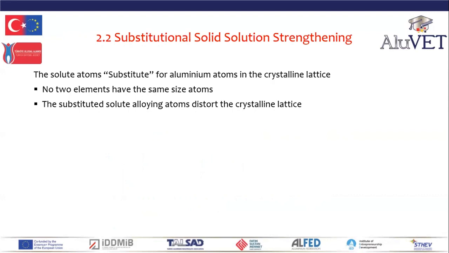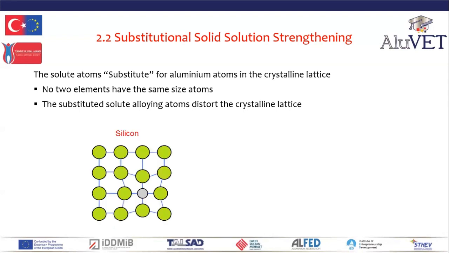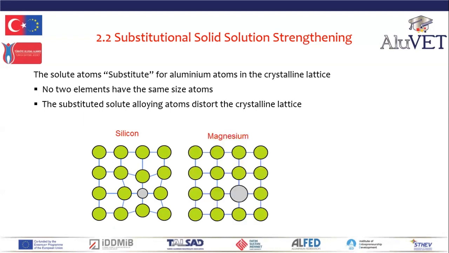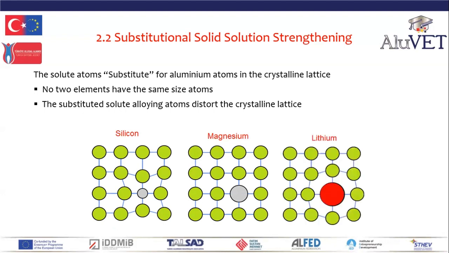Now, remember, no two atoms have the same atomic size. The different sizes of the substituted solute alloying atoms within the aluminium crystals distort the crystalline structure. So silicon is a tiny atom, it pulls the lattice together. Magnesium's a middle-sized atom, it distorts it lightly, but look what lithium does. Lithium is a very large atom, lower atomic weight than aluminium, and it completely distorts the lattice.